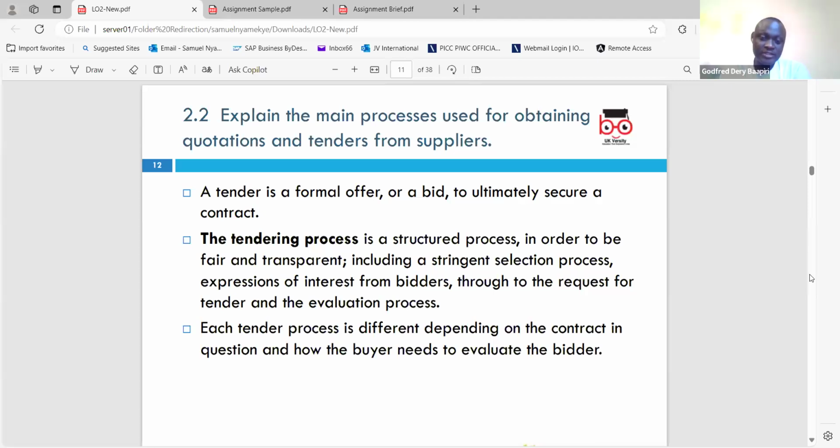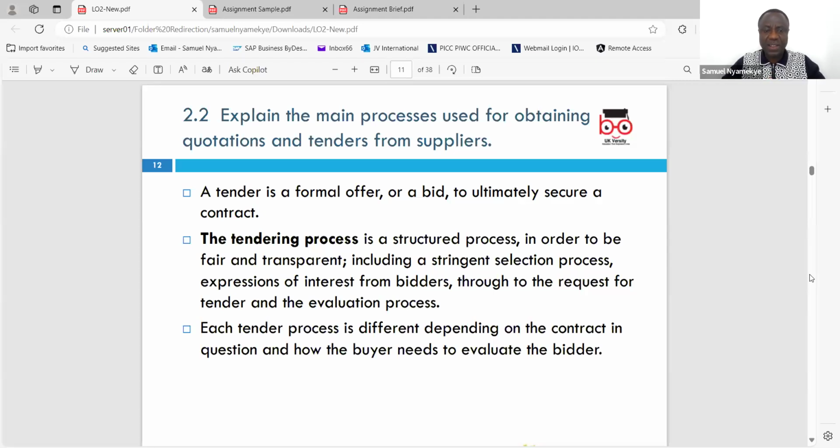So is it the same as the invitation to tender? Yes, it's the invitation to tender. It is better than a request to tender. So when that is done, then you wait for the supplier to come back and give you a proposal or an offer.